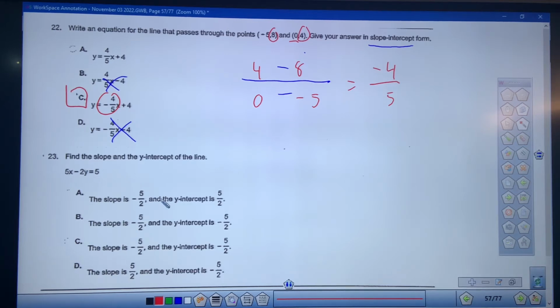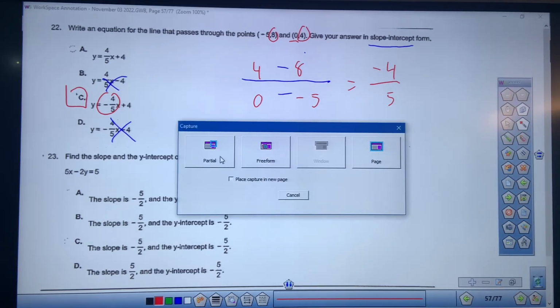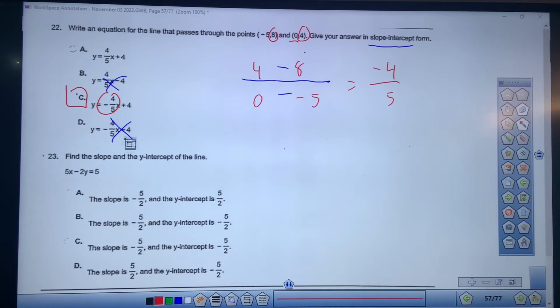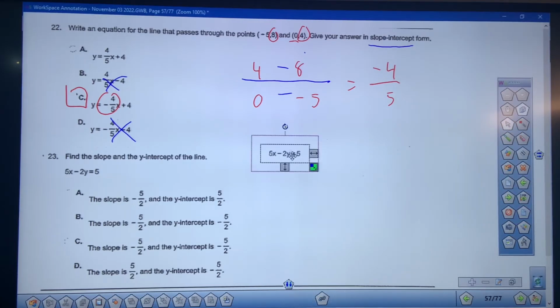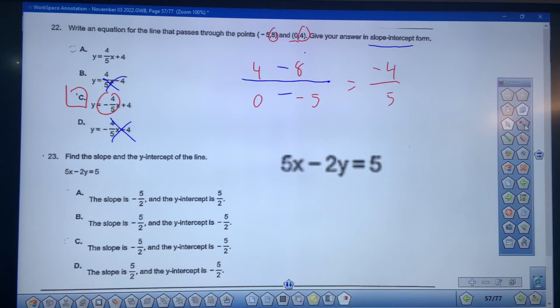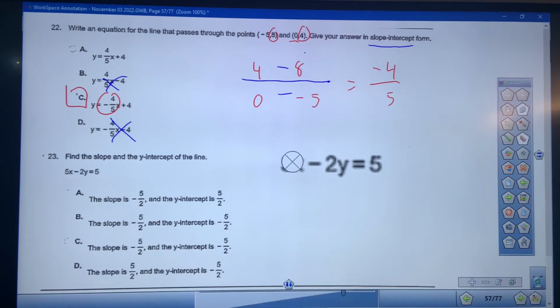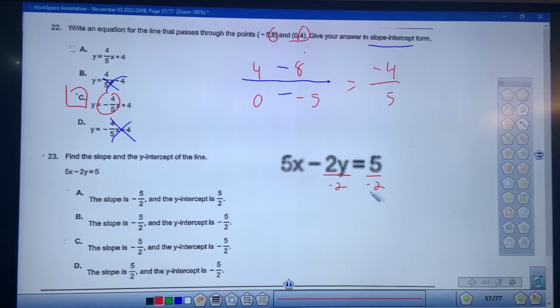Find the slope and y-intercept. I really like these types of questions. If it's in standard form and you're good with standard form, they go pretty quickly. So the y-intercept is pretty nice. You just hide that. The y-intercept would be negative 5 halves. You hide that and you divide both sides by negative 2. And that'll give you your y-intercept of negative 5 halves.